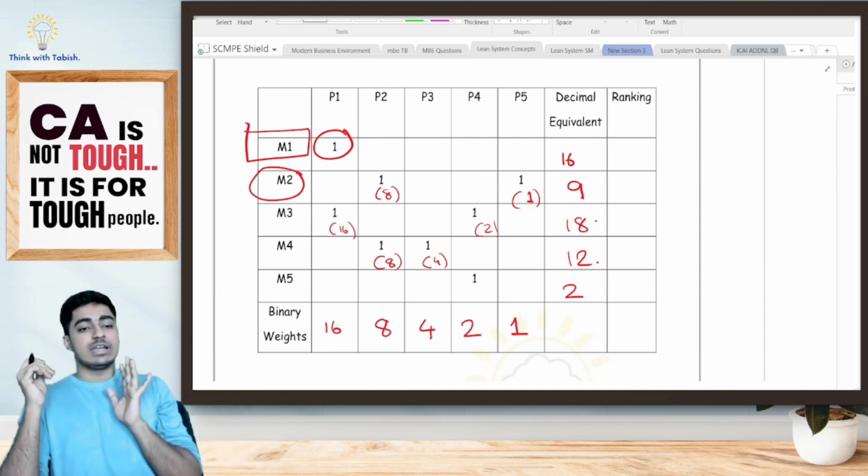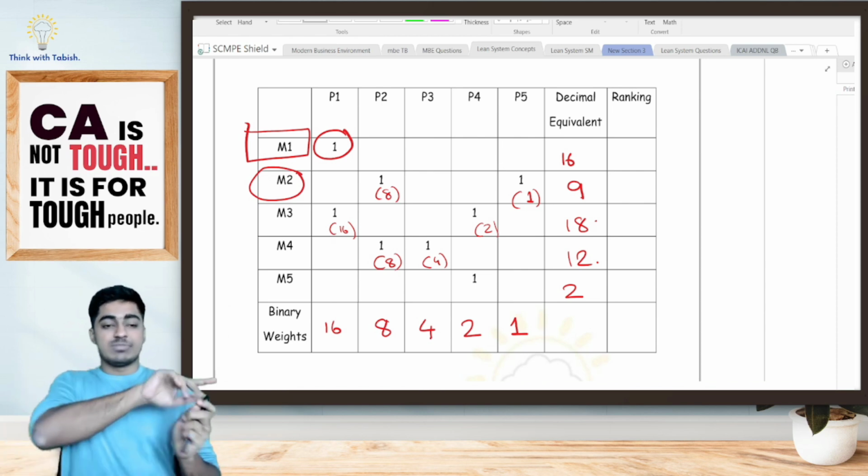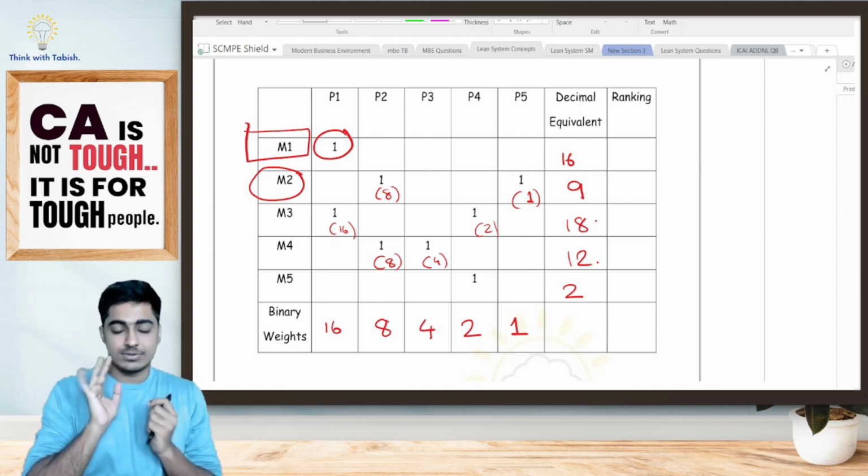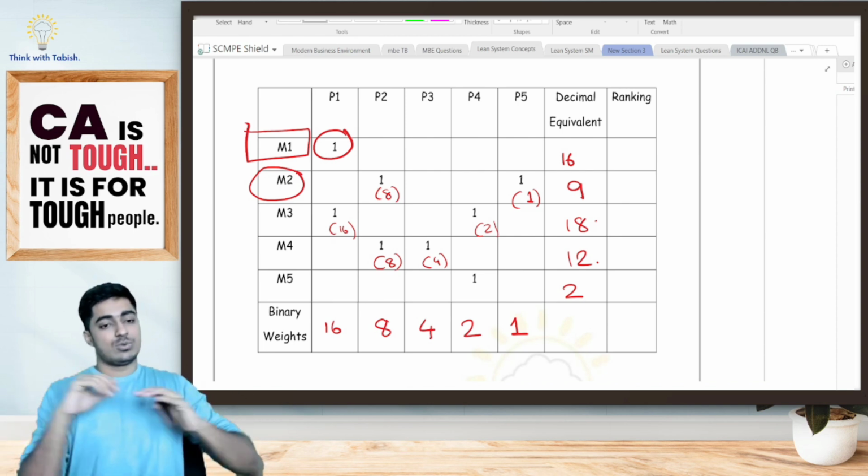I'm going to give the weight. How I'm going to give the weight? Yes, from the end I will start. I will give 1, 2, 4, 8, 16, so on and so forth. Step number 1 over. Now, column is over.